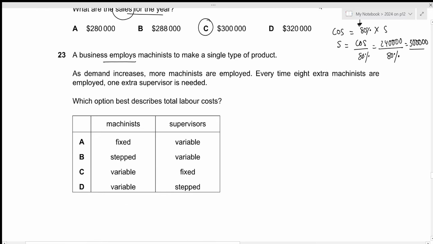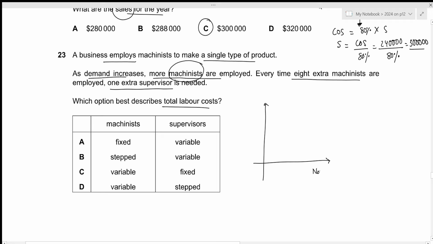A business employs machinists to make a single type of product. As demand increases, more machinists are employed. Every time 8 extra machinists are employed, 1 extra supervisor is needed. Which option best describes total labor costs? Okay, for the machinist, we need to pay more for every 1 additional machinist. It means that this is part of the variable cost, because if we make a graph, we have the number of machinists and we have the total variable cost. For 1 machinist, we might have to pay a certain dollar amount. For 2 machinists, we have to pay double. So it increases, right? So this will be part of the variable cost.